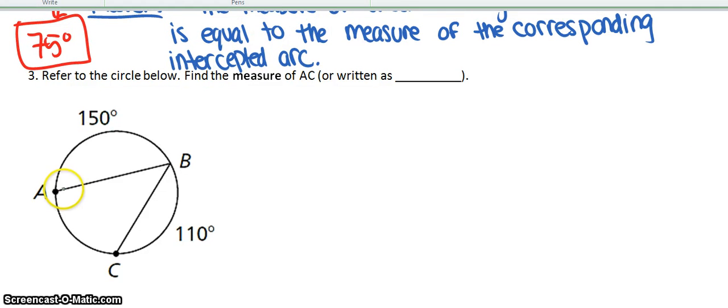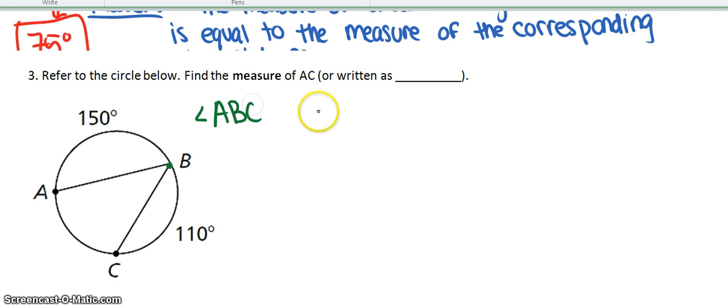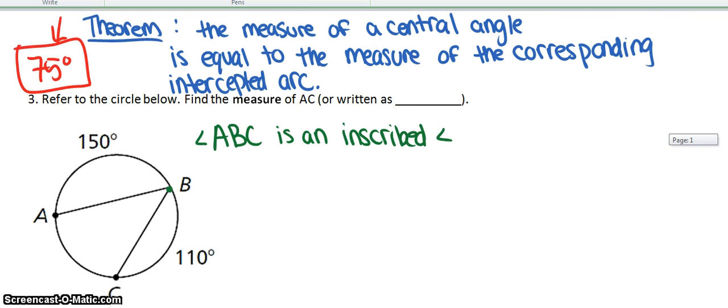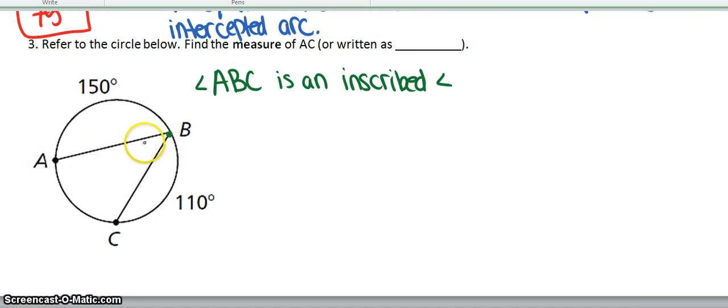If I have an inscribed angle, it's different because it's not at the center, its vertex is at the edge. So again, this is an inscribed angle. So angle ABC is an inscribed angle, and we don't know the measure of ABC. All we know is the degrees of the arcs. So AB here is 150, and BC here is 110.